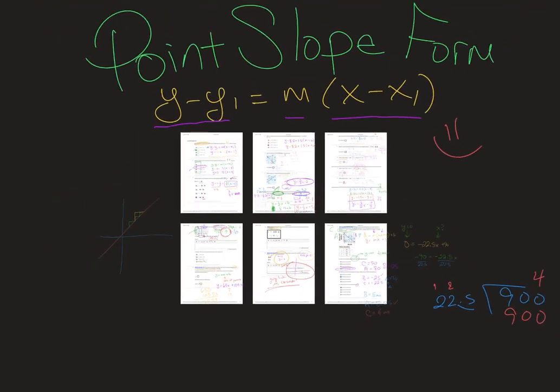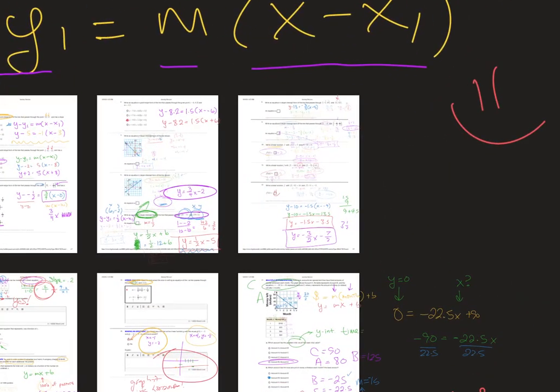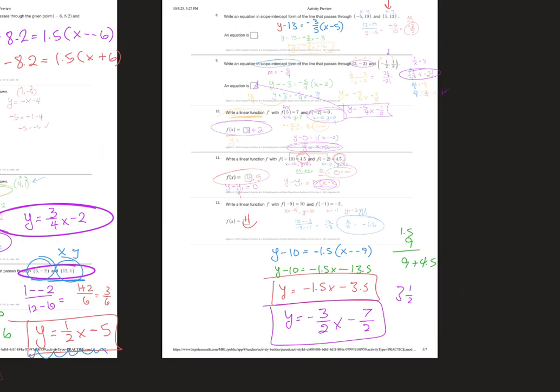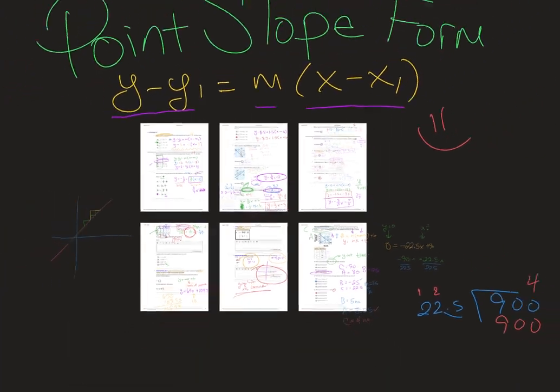So that was the whole assignment on point-slope form. You might think we did a ton with slope-intercept form, but we had to get there. We started with the point-slope form.